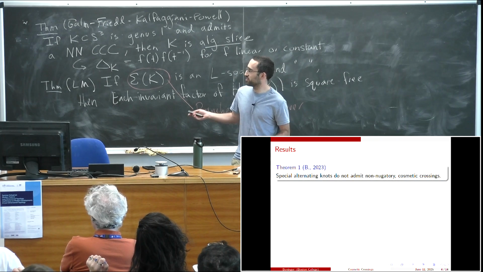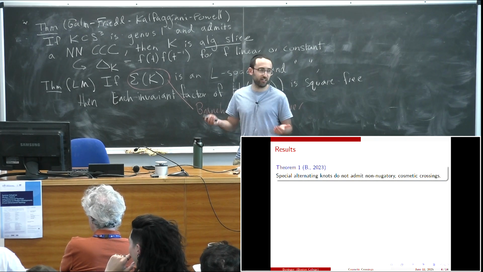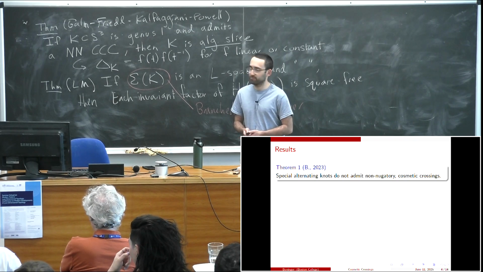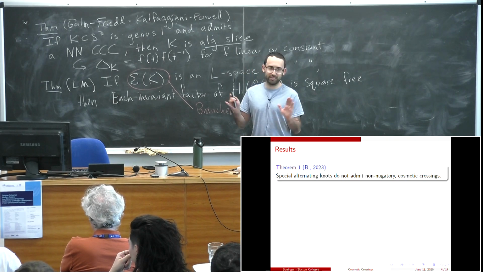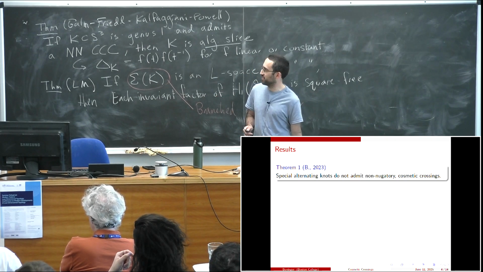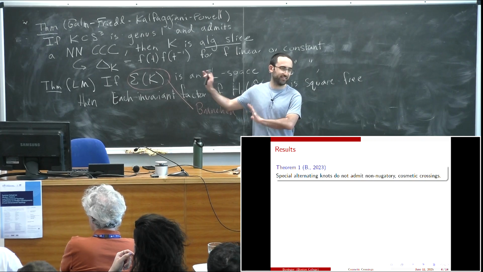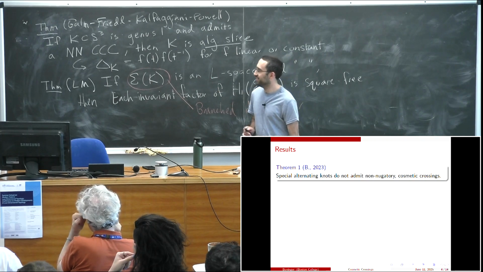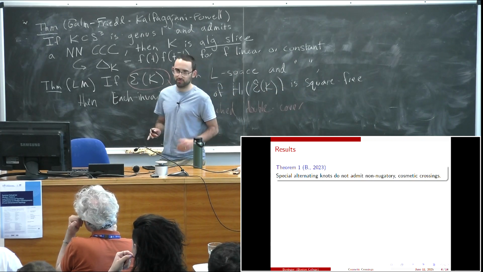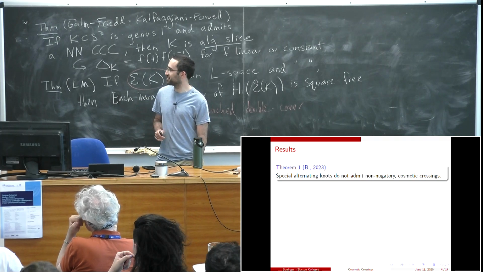So two results. First is that special alternating knots do not admit cosmetic crossing changes. I might sometimes omit the word non-nugatory, so if I don't say non-nugatory, it's usually implied. And then the second result, we'll talk a bit about what special alternating knots are in a second.